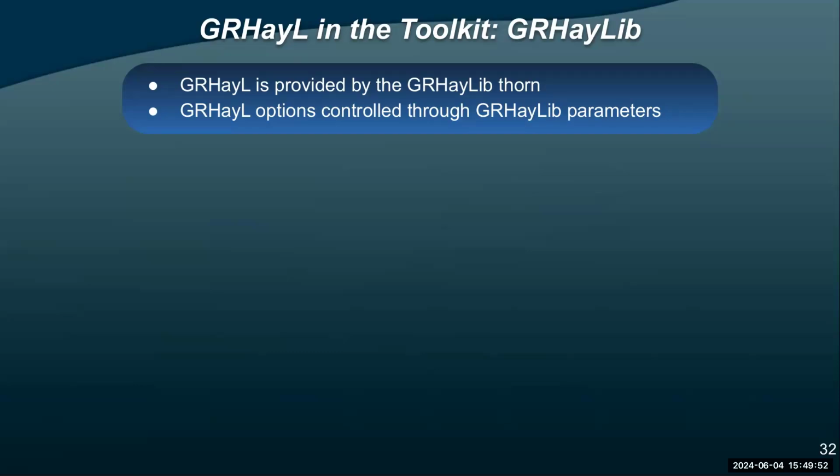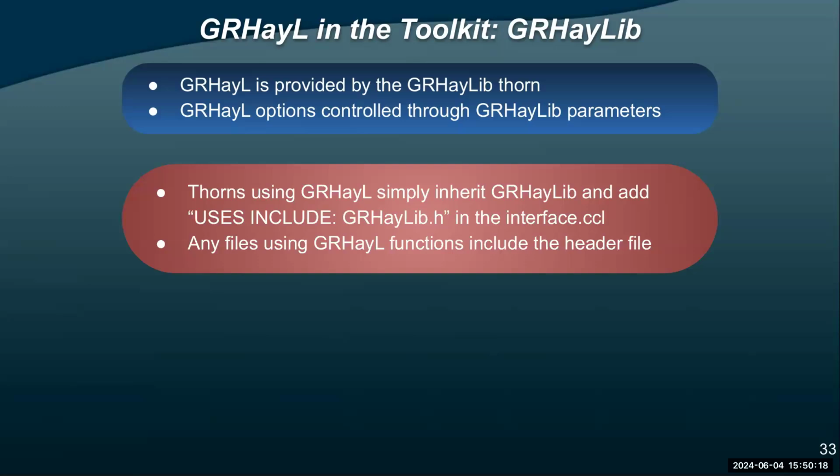Now in the toolkit, we already included, as of the ET_2311 release, the GRHayL library in the GRHayL thorn, and all of the options that GRHayL has are set up and controlled through the thorn. So you don't have to link to an external library or do anything like that. The GRHayL source code is just directly compiled as if it were a normal thorn. So thorns using GRHayL can just inherit GRHayLib, and then the GRHayLib.h header contains access to all of the GRHayL functions. So if you just add this to the interface.ccl, Roland doesn't like that.